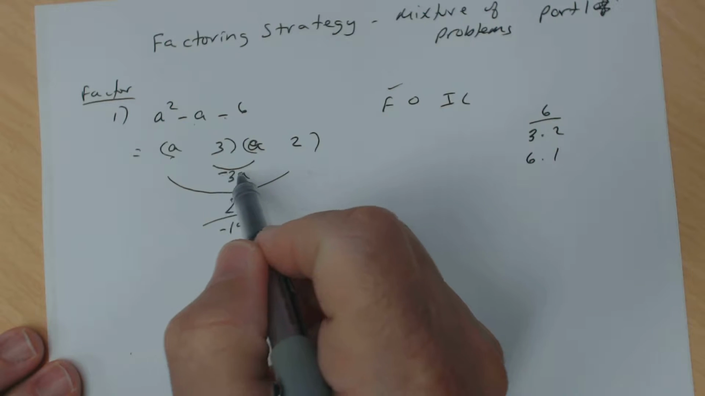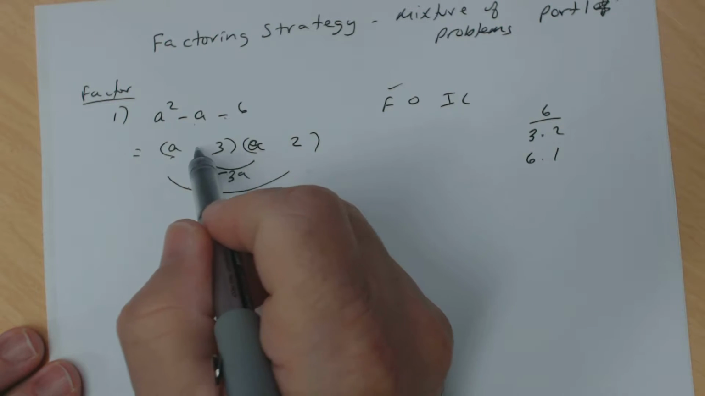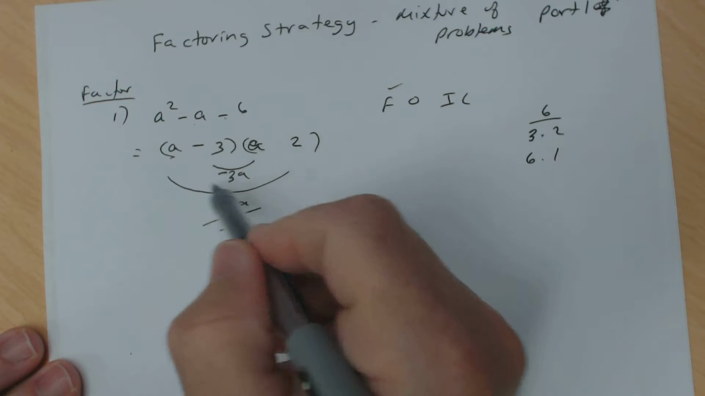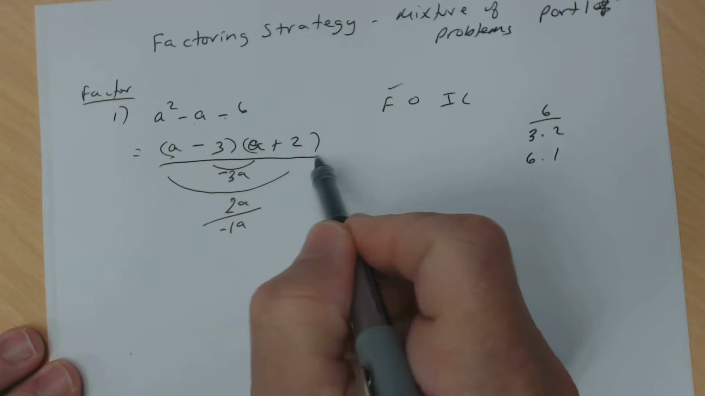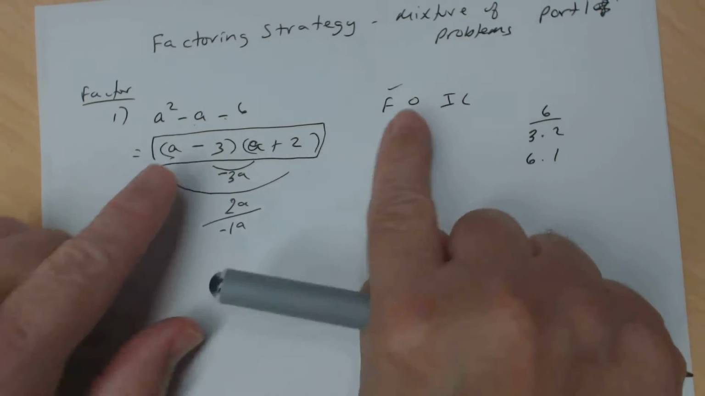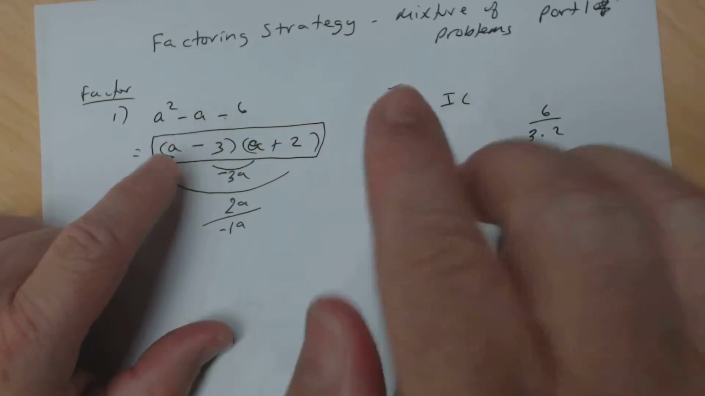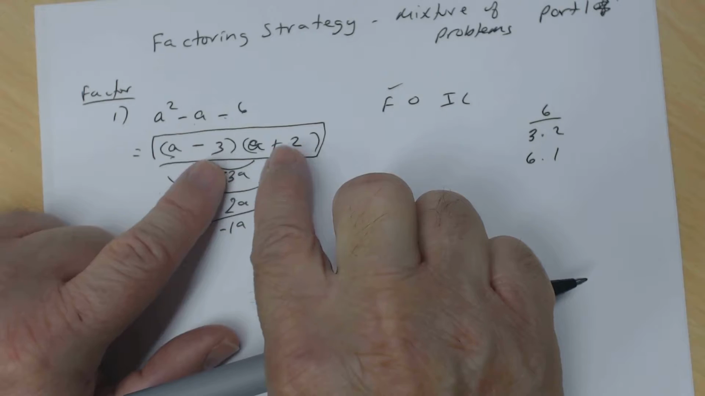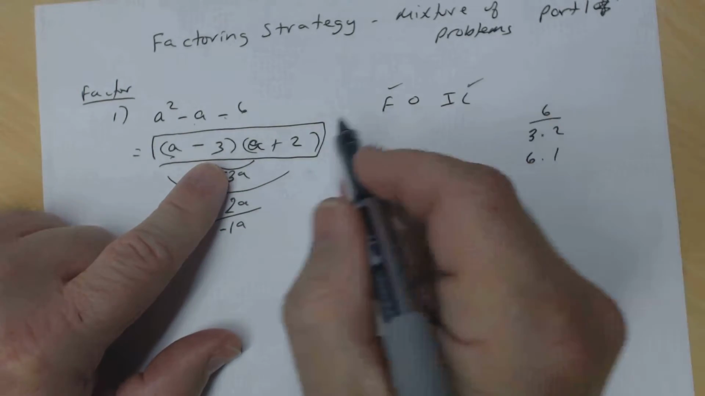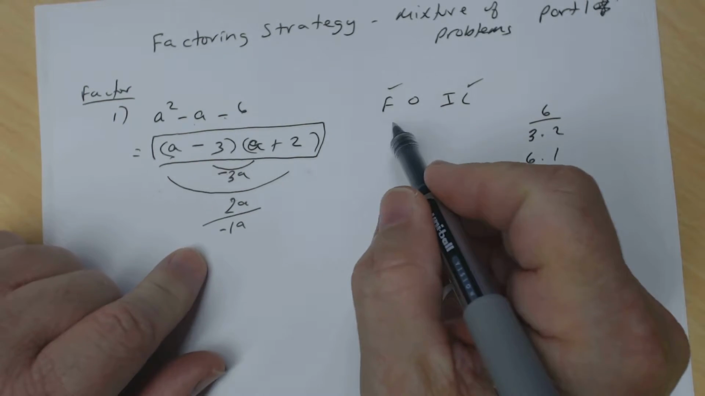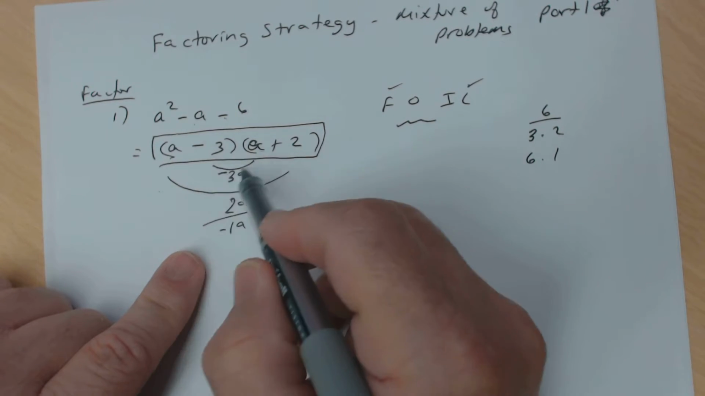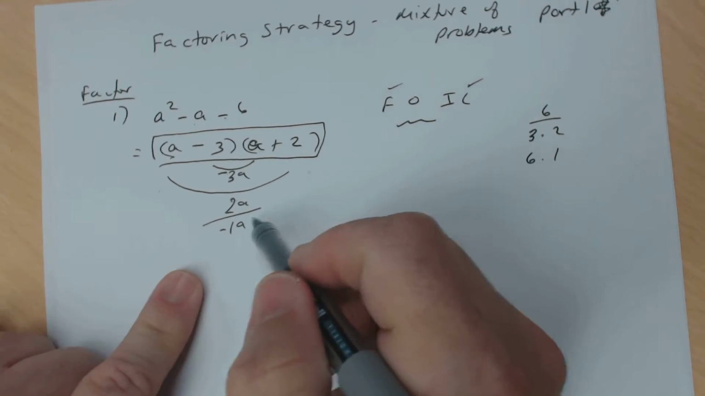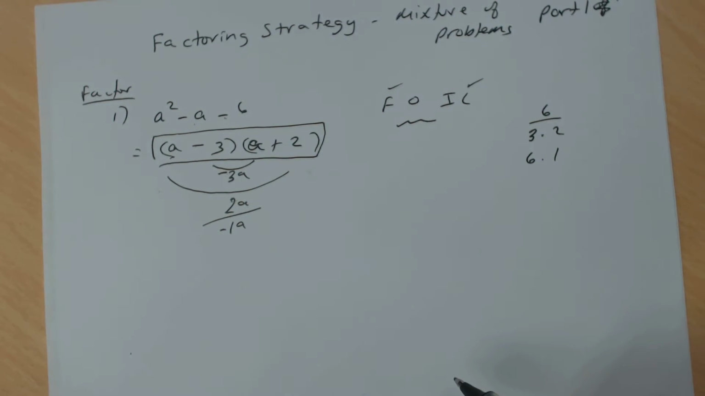So in order to get a negative 3A, 3 has to be negative. In order to get a positive 2A, 2 has to be positive. So there's your answer. But again, always check yourself. A times A is A squared. The last, negative 3 times a positive 2 is a negative 6. That's what you wanted. And then our outer and inner, A times a positive 2 is a 2A. Negative 3 times A is a negative 3A. And when I add them up, I get a negative 1A.